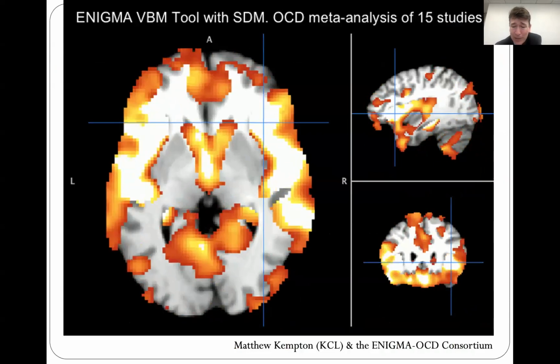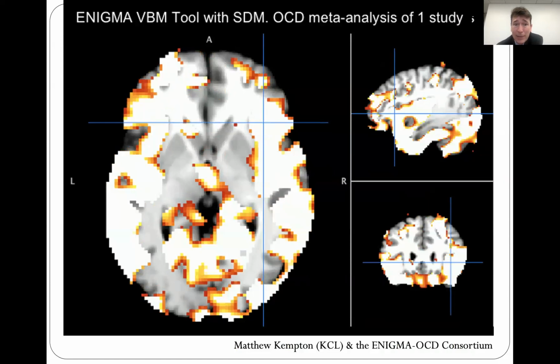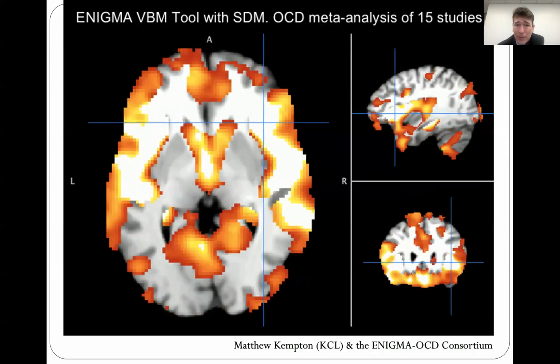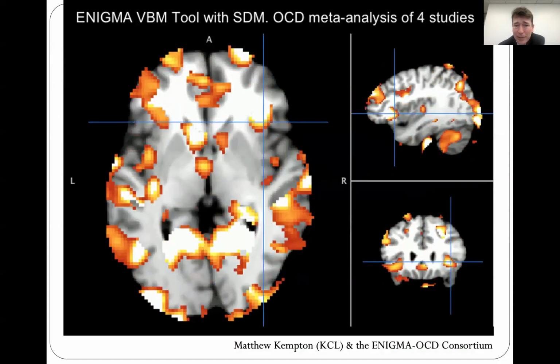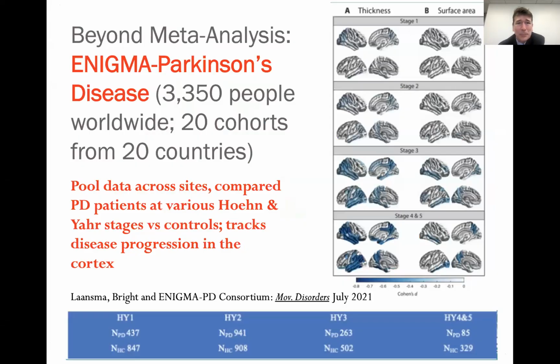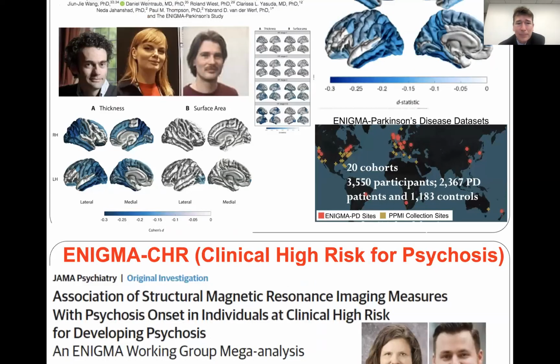So Matthew Kempton and the OCD working group in ENIGMA meta-analyzed data from 31 sites to understand the effects of OCD on the brain, here showing gray matter density reductions that are quite consistent as you add data from more and more sites. Some disorders are progressive. The Parkinson's group split their data into Hoehn and Yahr stages. There are different disease stages in Parkinson's disease. And one of the things that they were able to do is identify characteristic patterns by meta-analyzing data from patients at different stages of clinical disease severity.